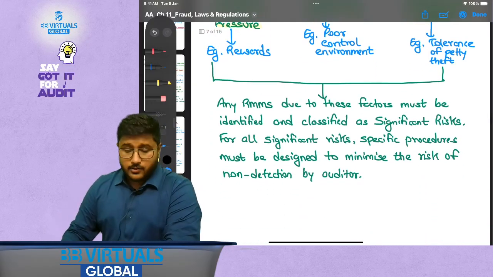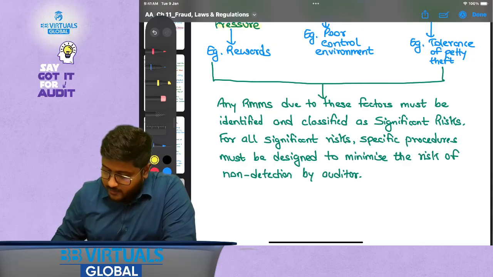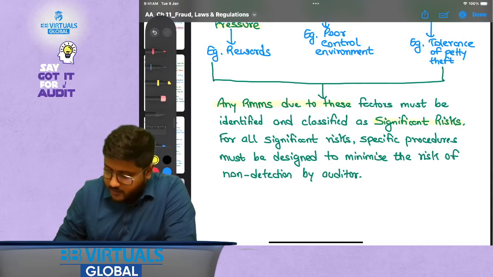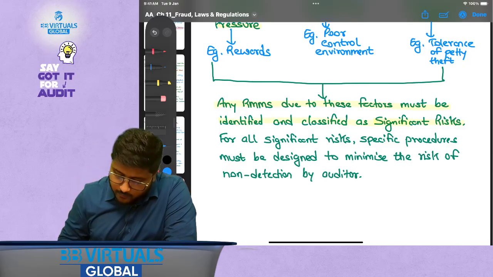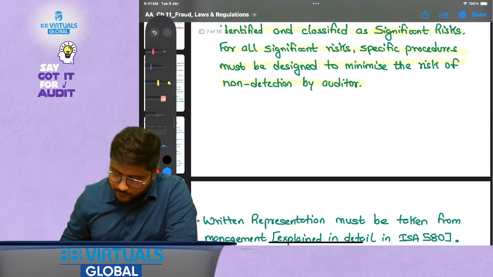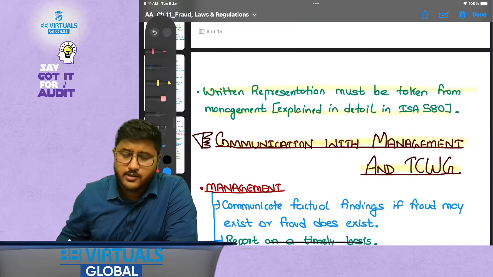Now, let's read this one line. Any risk of material misstatement due to these factors must be identified and classified as significant risk. For all significant risk, a specific procedure must be designed to minimize the risk of non-detection by the auditor. Now, written representation must be taken from management, which is explained in ISA 580.